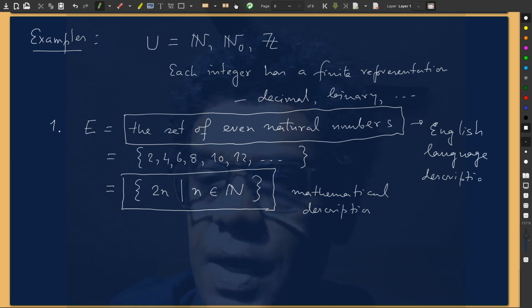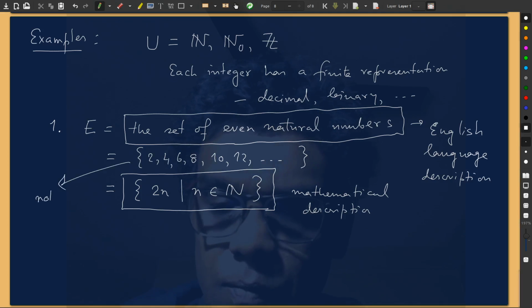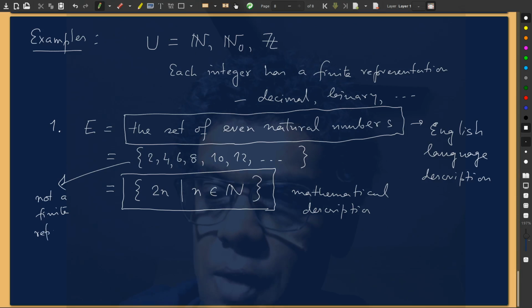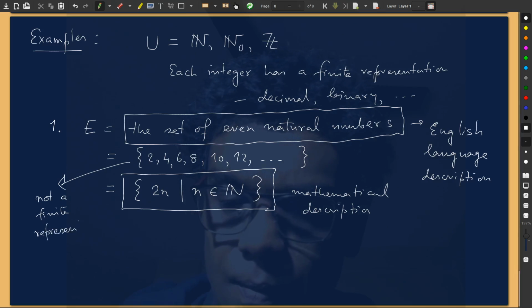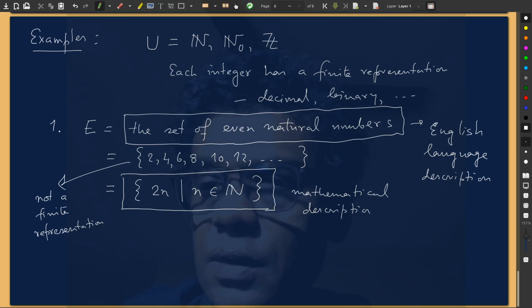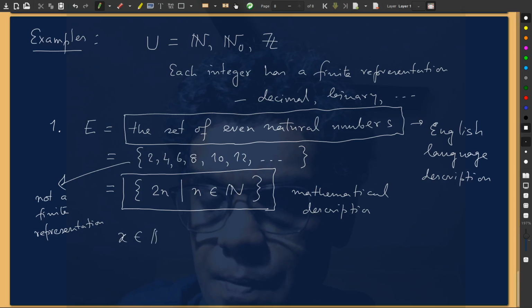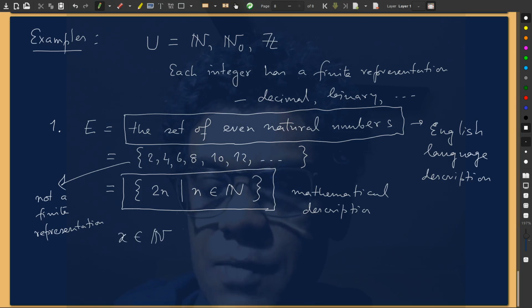This also fits in a finite amount of space, whereas this is not a finite representation, because we do not know what ... stands for. Okay, so now given an integer, so this is a representation. You can see there are two finite representations, one in English language, the other using some mathematical notations. And given x in N, how to decide? This is the language membership problem.